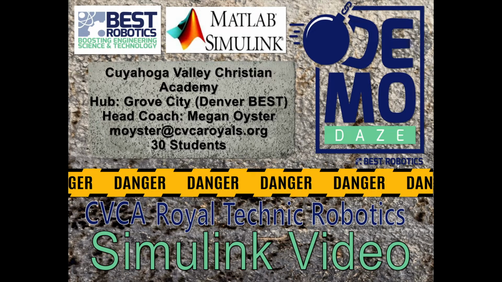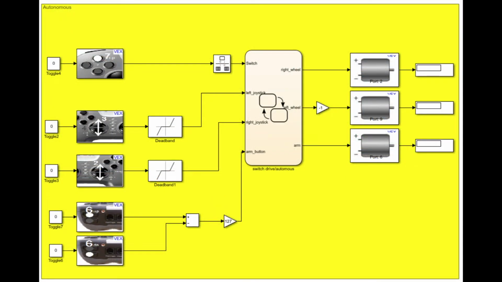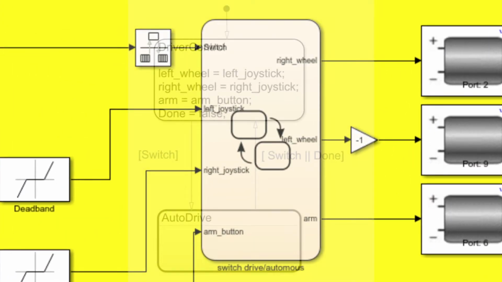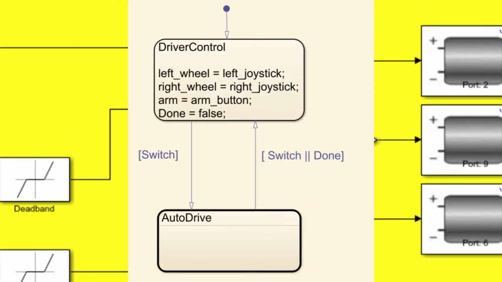The control system for Royal Technic's robot, Hulk, is written in Simulink using both the built-in blocks from Vex and custom programming. The first part of our code is the state flow block. When button 7 is pressed, a switch is changed and the state flow block switches between the drive mode and the autonomous mode. The robot starts in the driver control mode, which sets the drive wheels to the corresponding joysticks and the arms to the arm buttons.